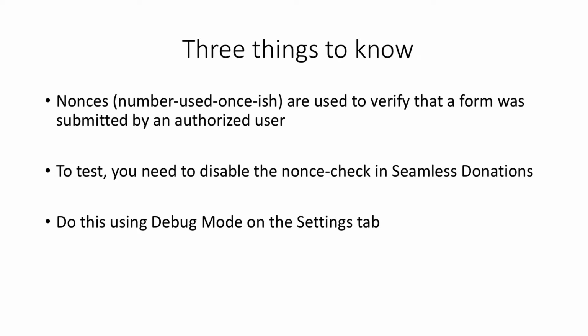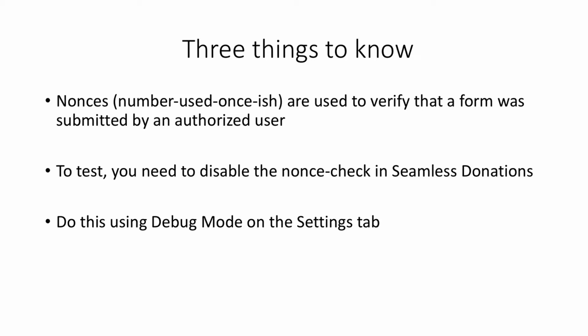We talked about nonces before, but I'm going to talk about them again. Nonces, which are called numbers used once, and I put "ish" on there because WordPress doesn't exactly use it once. It's a little unrewarding to dive into exactly why, but the point is that it's considered numbers used once, and for security purposes, that's good enough. So a nonce is used to verify that a form was submitted by an authorized user.